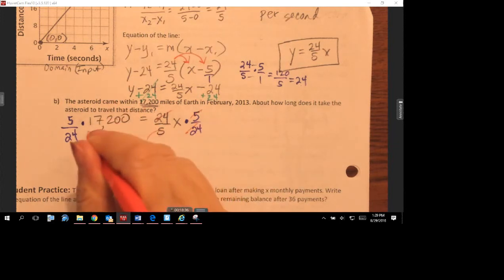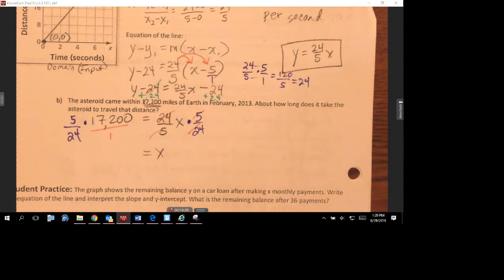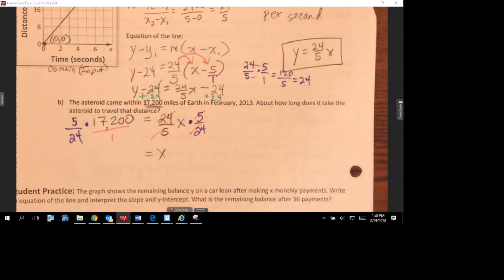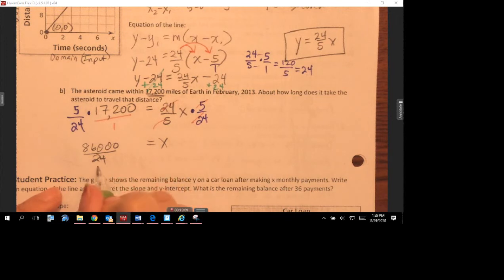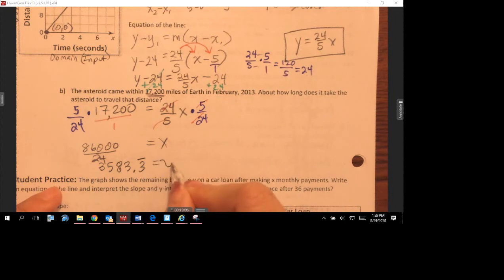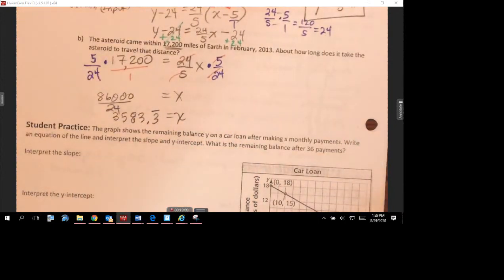But on this side, we have to put 17,200 over 1. We need to multiply straight across. So 5 times 17,200 is 86,000. Divide by 24. We get 3,583.3, and that is what units? This is seconds.